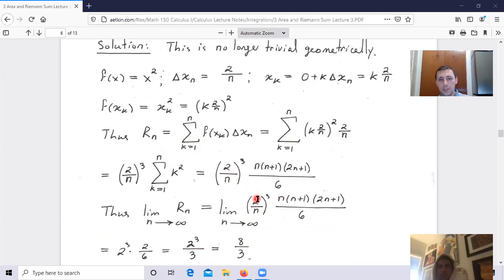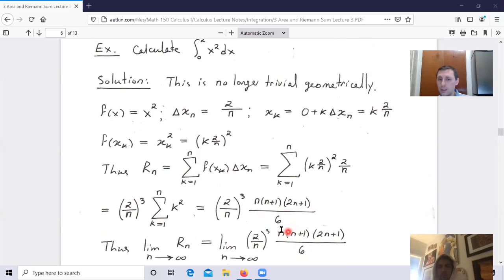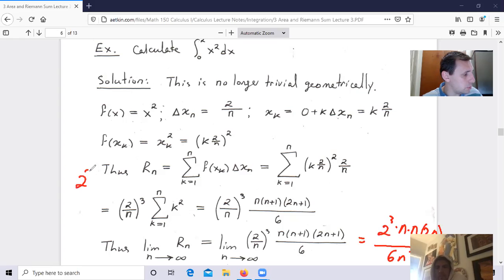Which is simply, if I take the limit, all I have to pay attention to are the leading coefficients. So the numerator is the same as watching 2 cubed multiplied by n multiplied by n multiplied by 2n. That's the leading coefficient of the numerator, right? If I were to multiply it out, n times n times 2n times 2 cubed will be my leading coefficient in the numerator. Whereas on the bottom, it is 6 times n cubed. Do you see that? So the answer is simply 2 cubed times 2 divided by 6.